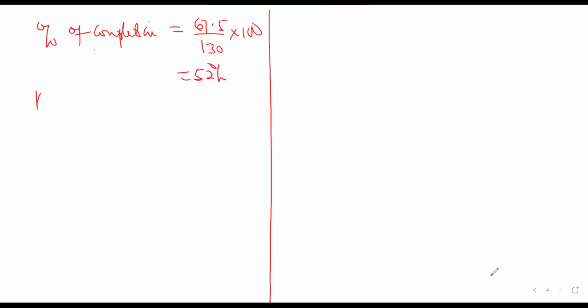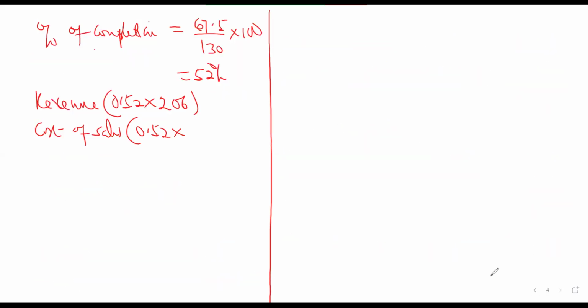So the revenue that should be recognized on this particular work should be 0.52 multiplied by the contract price net of the penalty, 206. Okay, and your cost of sales should be 0.52 multiplied by the 130, which will still be the same as the 67 point. So what is the revenue amount? $107.12. And this will be 67 point what?